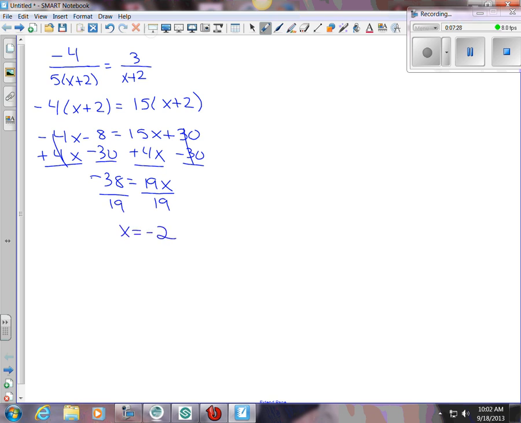How many of you got negative 2? Awesome. What happened when you checked it? Yeah, so what do I have to do with it? Right, I have to reject that. It's undefined. Makes my function undefined. So I have no solution. So it's either empty braces or the empty set. Null set. Yes, but as long as you know those mean no solution, because if it's a multiple choice, that's what they're going to put. They're not going to write no solution.